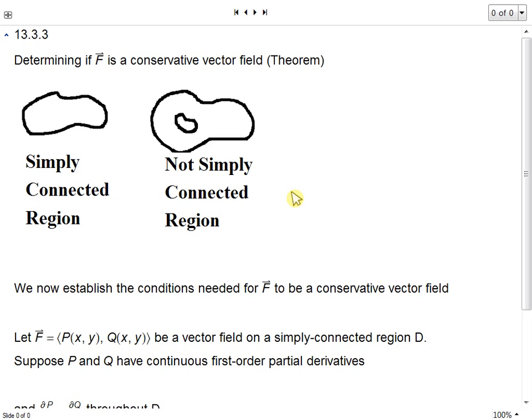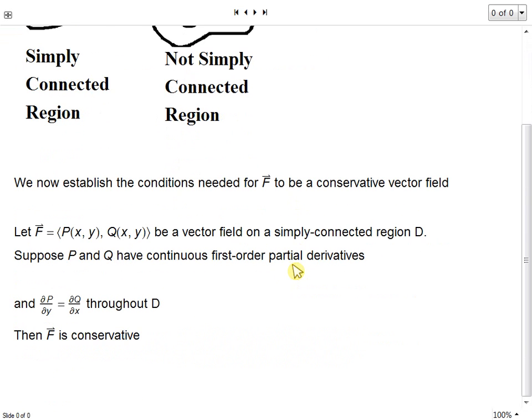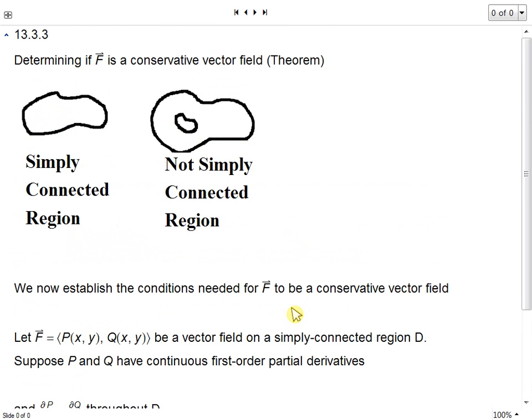We establish now the conditions needed for f to be conservative. Let f be a two-dimensional vector field, not a three-dimensional vector field. This works for two-dimensional vector fields. For 3D, we're going to have to do something else, and it'll come later. But if we have a two-dimensional vector field and a simply connected region, oh, I didn't look at what simply connected is. This region, the part shaded inside there, is a simply connected region. This one is not.